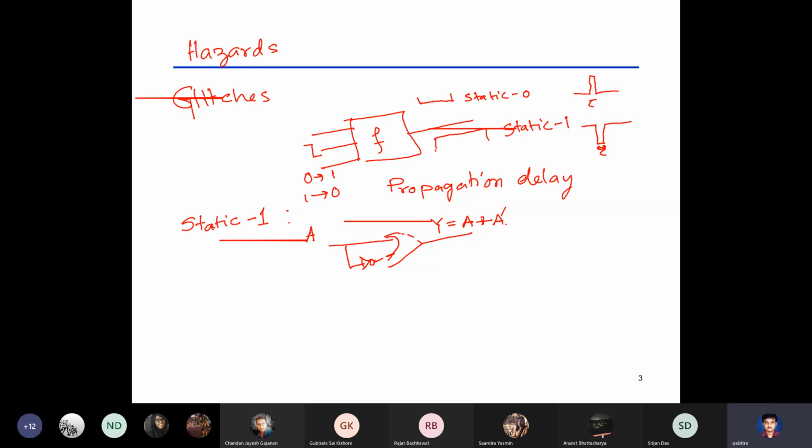Why will static 1 happen? The output is A plus A bar. This is maybe not a circuit that we encounter, but I'm just explaining. We'll see how we reduce to this circuit in a static 1 hazard situation. So what is the problem? Whatever may be the input, even if the input changes from 0 to 1 or 1 to 0, the output should always be 1. It should always be static at 1 because it is A plus A bar, whatever the transition on the input.